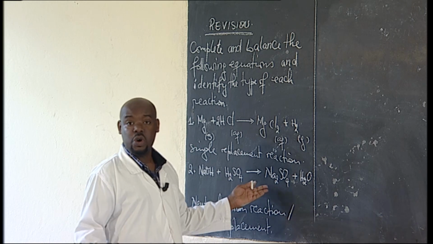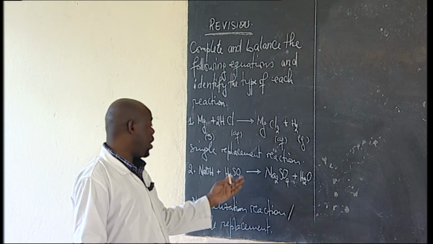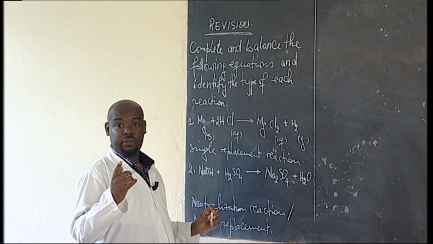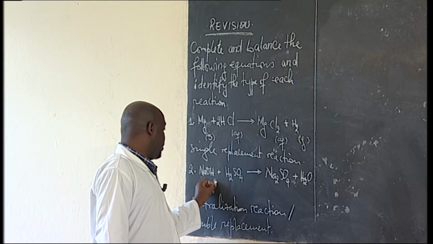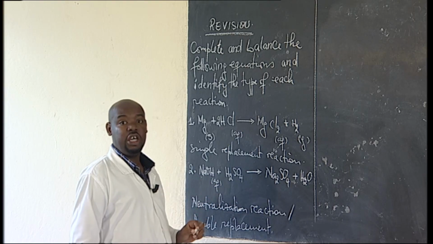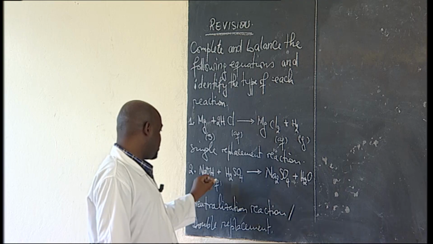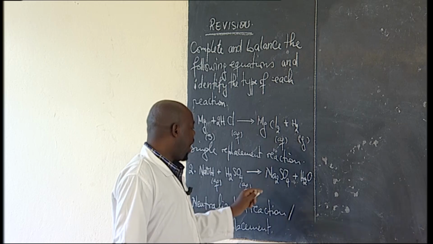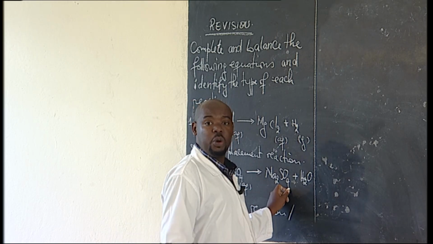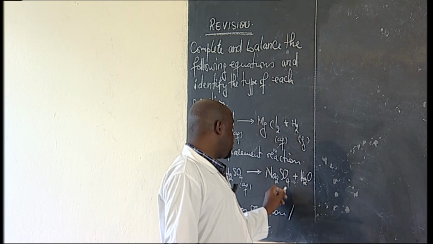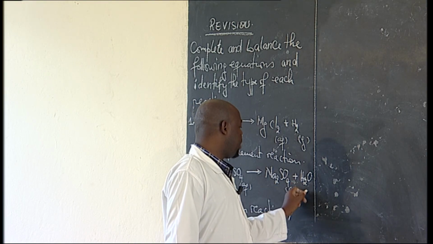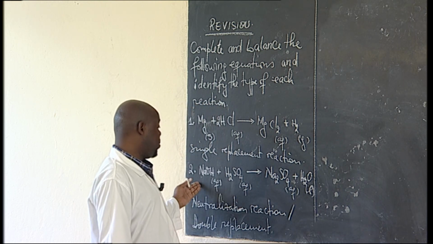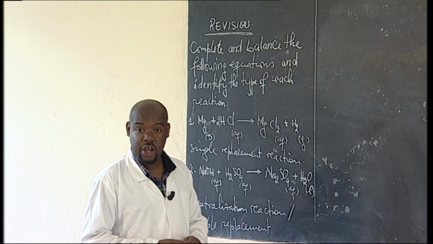What are the state symbols of our reactants and products? Sodium hydroxide is an ionic compound, so to react with the acid, it should be in the aqueous state, so it is dissolved in water. The acid is also in water. And sodium sulfate, it is a soluble salt which is also dissolved in water, and water here is in the liquid state. And remember, the type of reaction here is neutralization reaction.